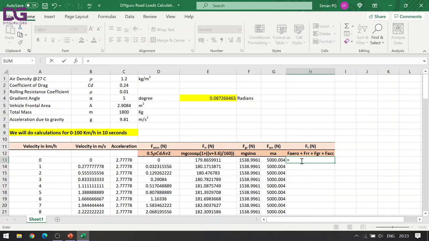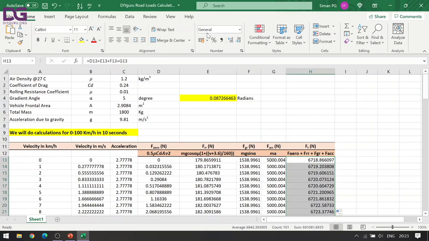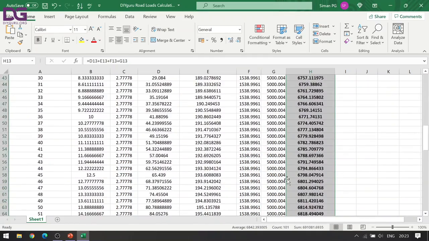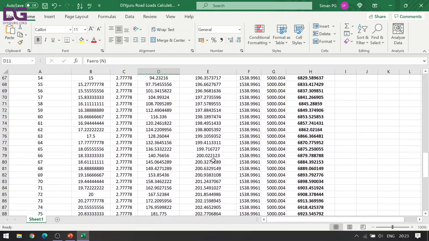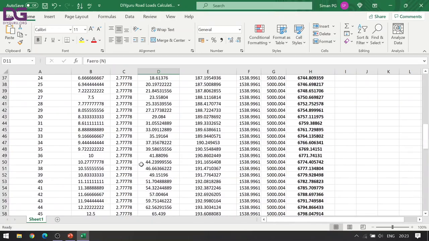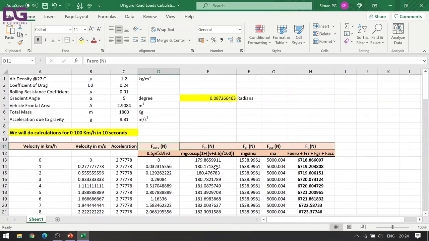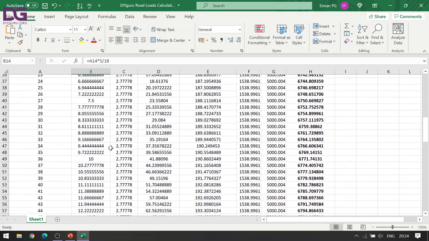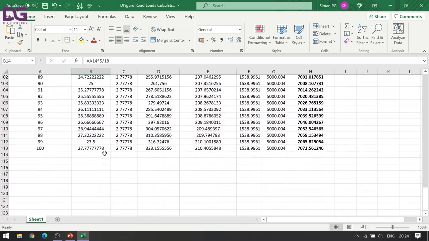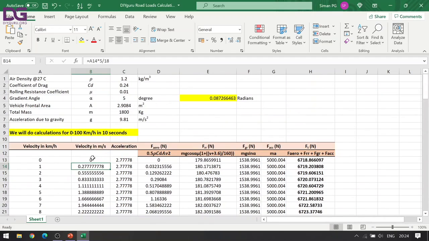Now we will add these. We'll select the first cell, then add. Like this, we will have the summation of the equations. Now we can make this bold so we can see the part. Okay, so this is how you calculate the road loads in Microsoft Excel. Microsoft Excel gives us very good flexibility to do these calculations very rapidly, so you don't have to do it individually. You can grow from here.